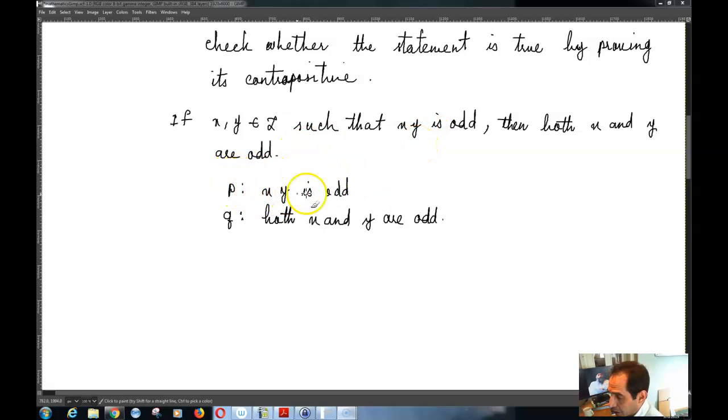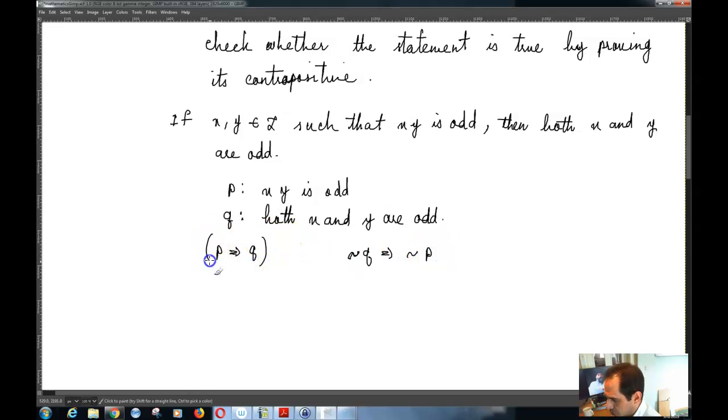So if I take P as "xy is odd" and Q as "both x and y are odd", then we have to check whether the statement P then Q is true or not by checking the contrapositive, which is not Q, then not P.